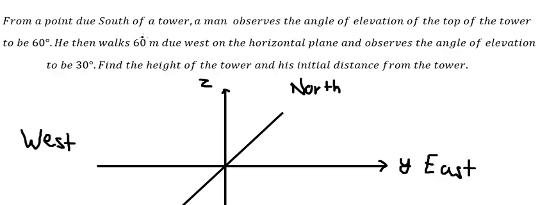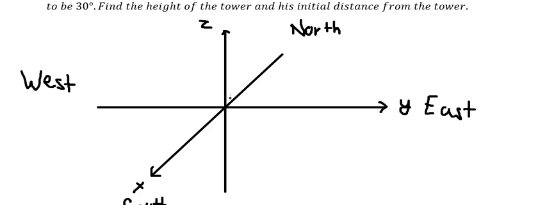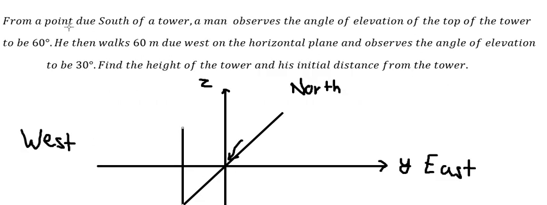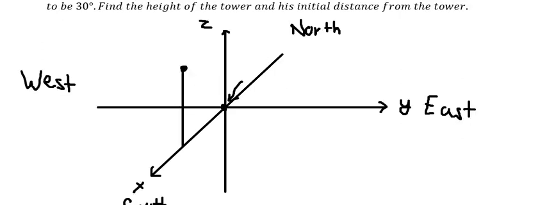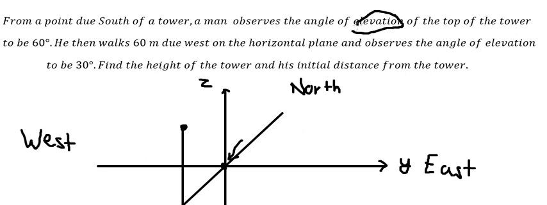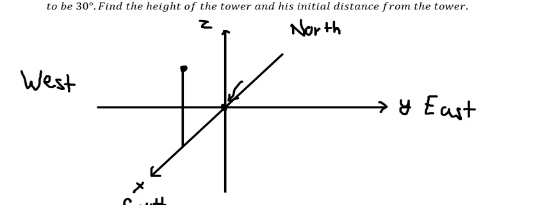Let's say we have a man. The man stays in the center here. And we have the tower in the south, because the question says due south of the tower. So this is the top of the tower, and this is the man here. The angle of elevation from this man to the top of the tower is 60 degrees.